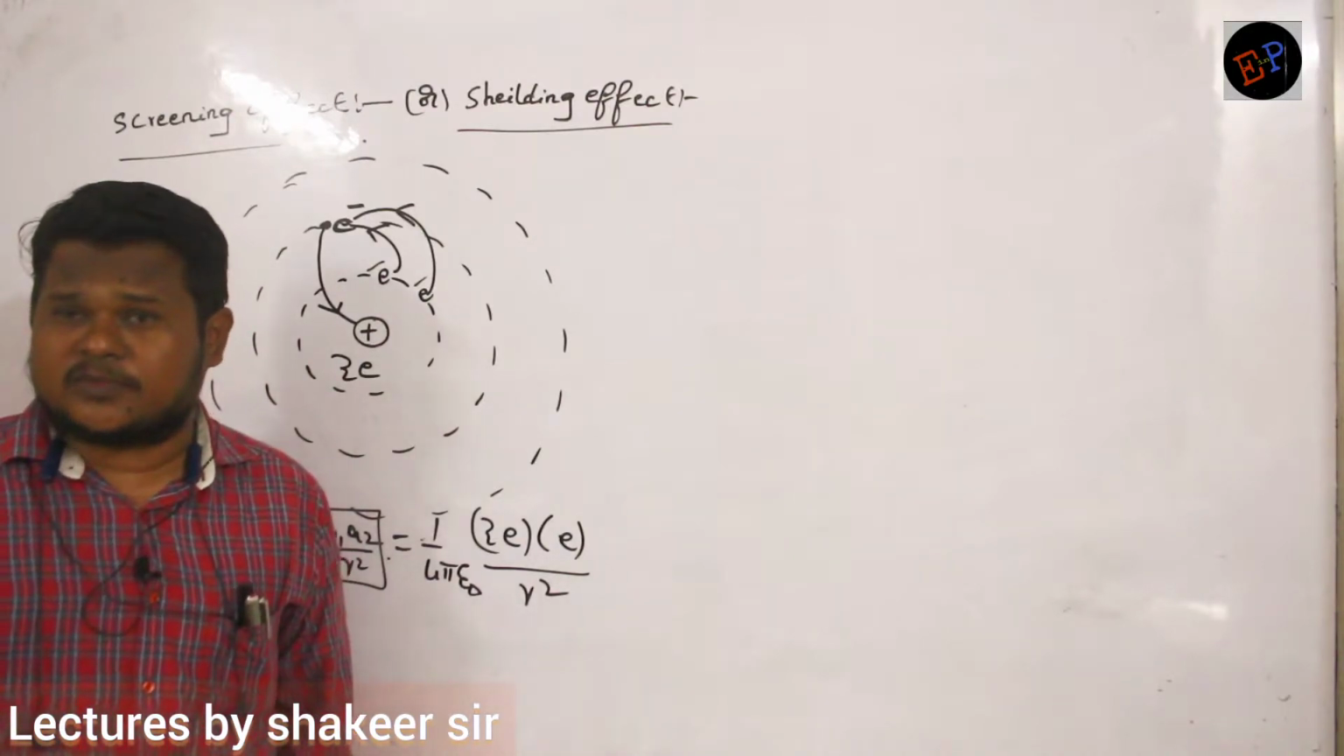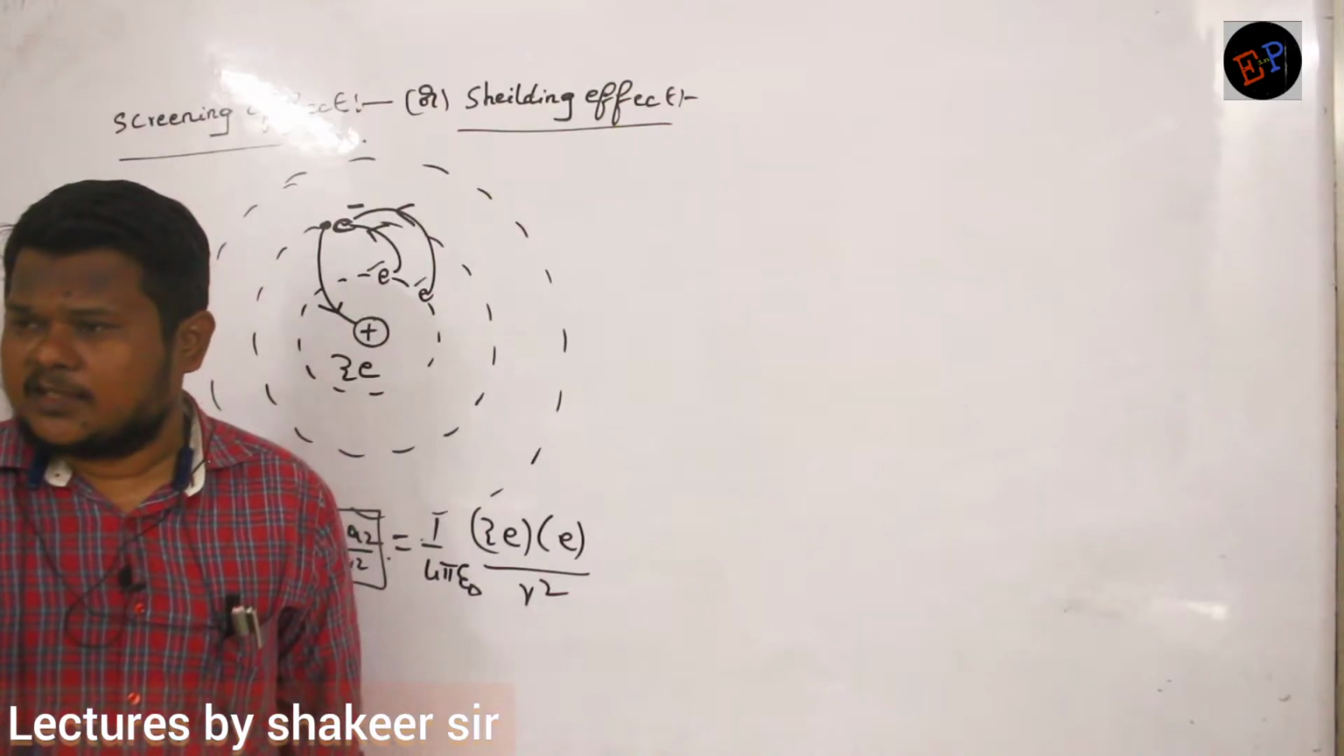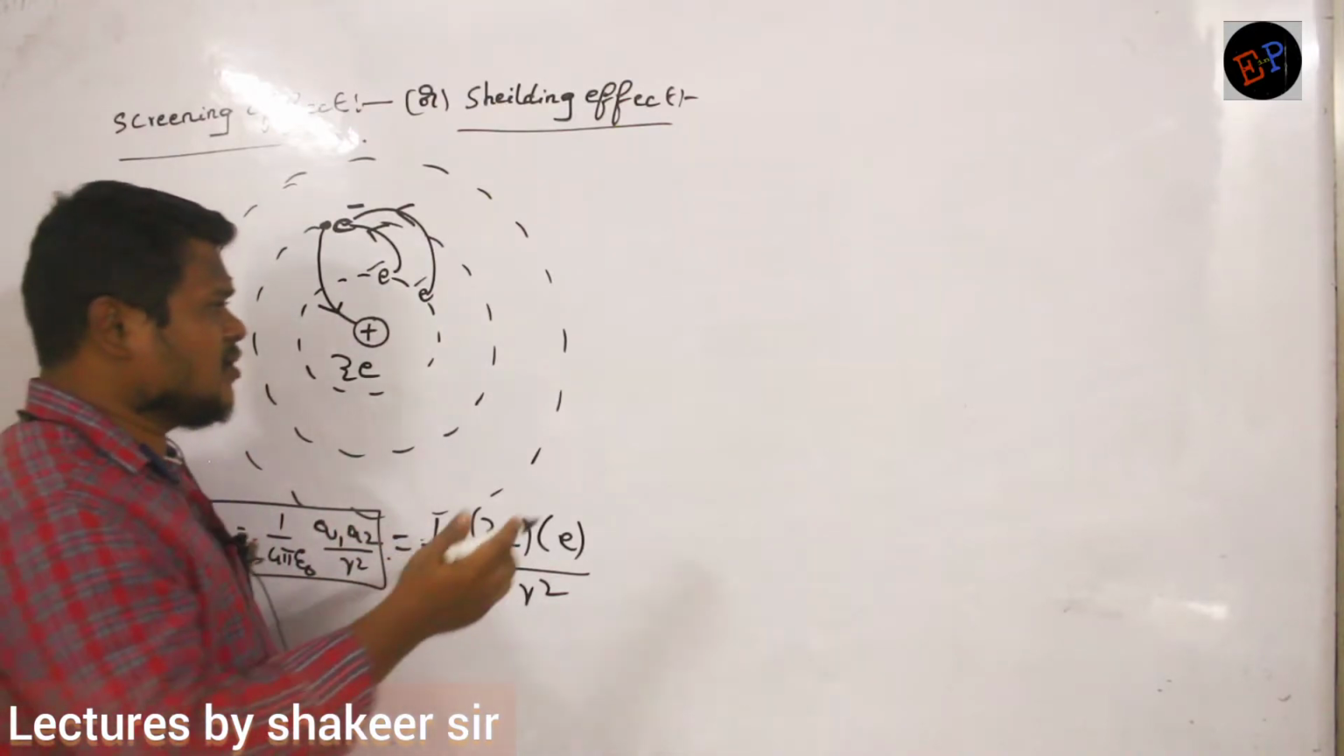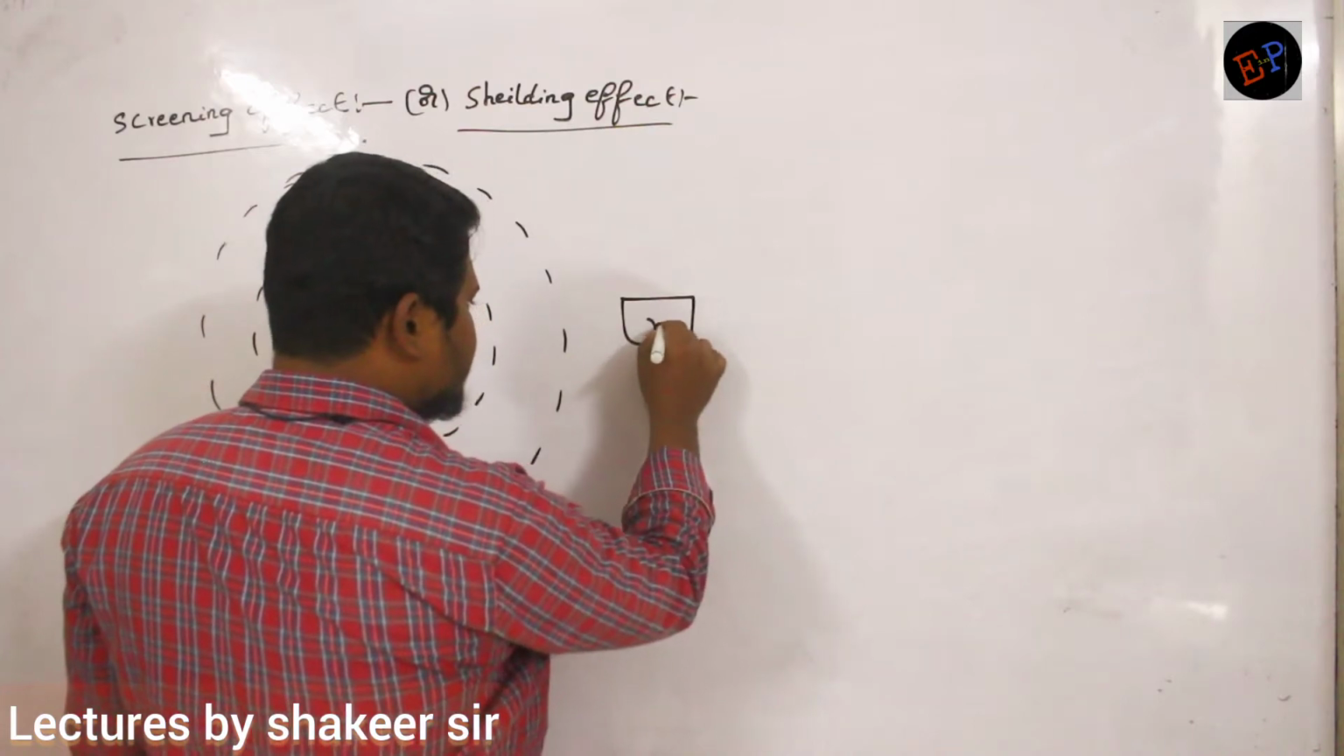What happens to the net force of attraction? Net force of attraction decreases. What is the reason? Today only we studied Newton's laws, no? For example, this is a body of mass m.